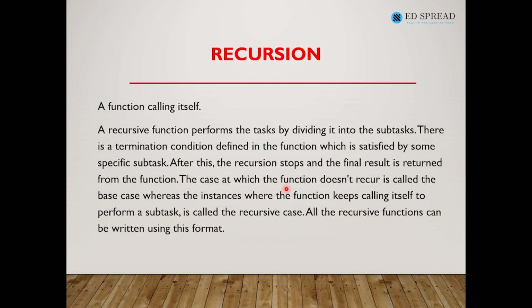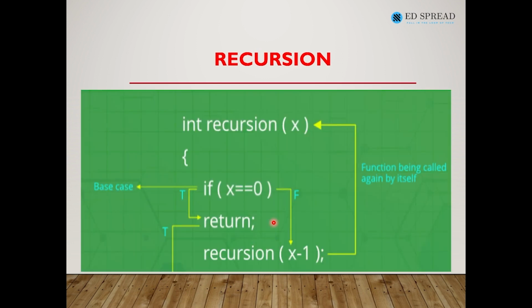The case in which the function doesn't recur is called the base case, whereas the instances where the function keeps calling itself to perform a subtask are called the recursive case. All the recursive functions can be written using this format. So this is how we are going to write the int recursion. Whichever function you write, this is nothing but the arguments part. Once it comes to the return, or else it should print a return x minus 1.